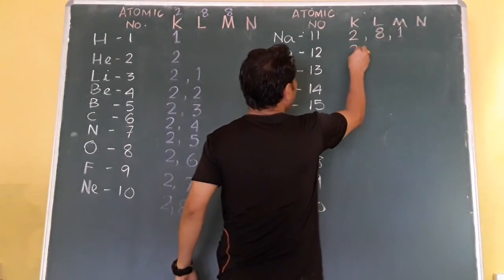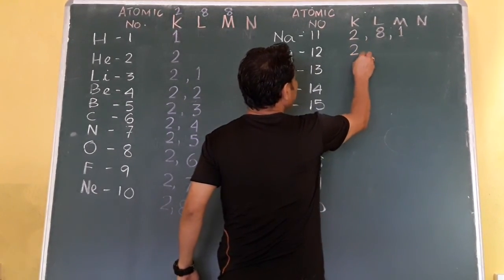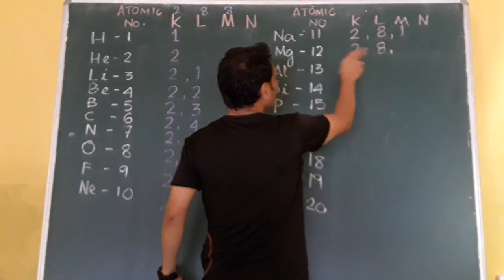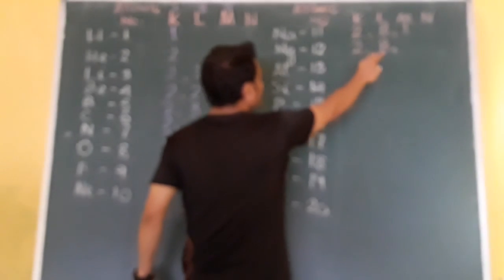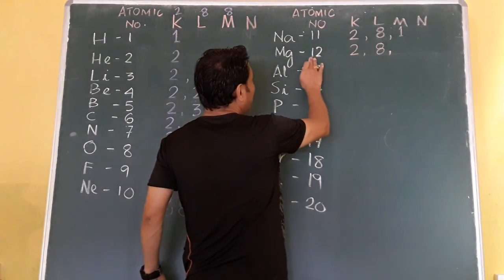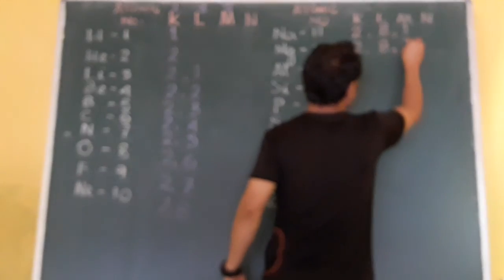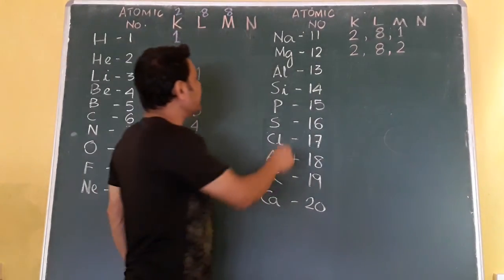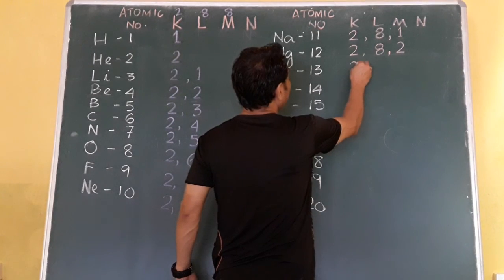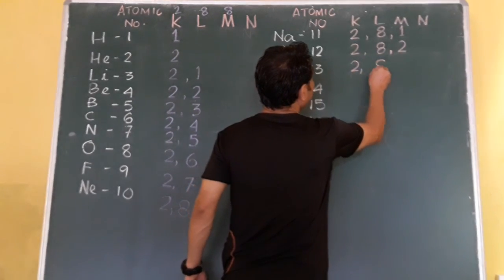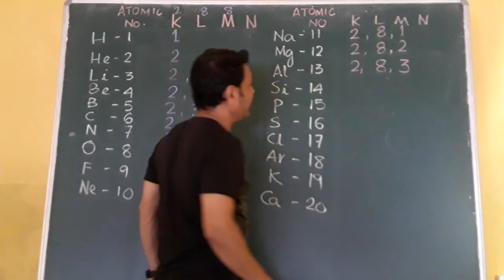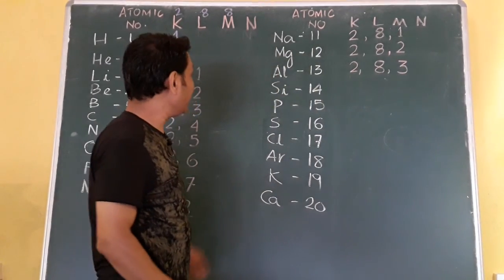Similarly, magnesium atomic number is 12. So maximum you can have in the first shell is 2. Then 8. Then 2 plus 8, 10. Minus 12, the remaining 2 here. Meaning 2 electrons in the M shell. Similarly, aluminium: 2, 8 and 3. I'm sure you are understanding.